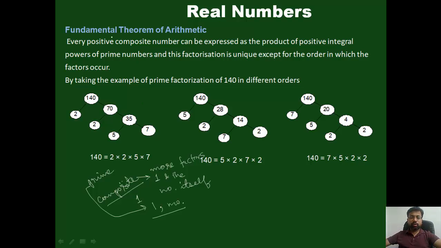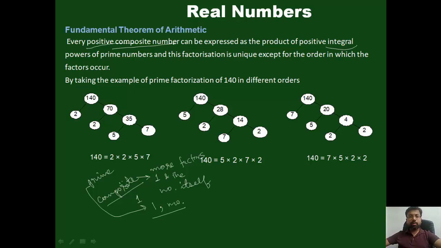And what does the fundamental theorem of arithmetic say? It says that any positive composite number can be expressed as the product of positive integral, meaning integers. Integers would be minus 1, minus 2, minus 3, 0, 1, 2, all these are integers. Positive integers would be 1, 2, 3. 0 is not a positive integer. So you have 1, 2, 3, 4, 5, 6. All these are positive integers. Positive integers are also called natural numbers.